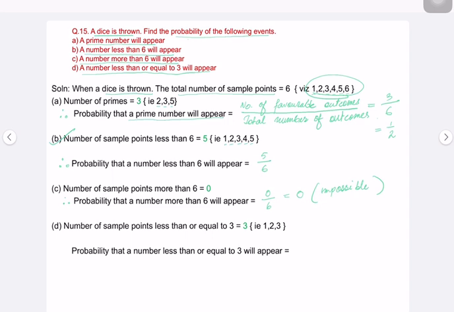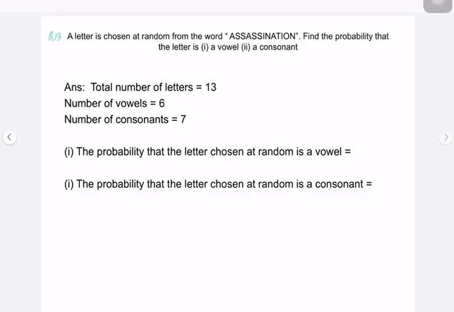Next, let's see D. A number less than or equal to 3 will appear. So how many numbers are there less than or equal to 3? Please remember this point. Less than or equal to means it has to include 3 also. The numbers less than 3 as well as 3 itself you have to include. So how many are there? 1, 2, 3. So we have 3 numbers. Therefore, the probability that a number less than or equal to 3 will appear is 3 by 6. 3 by 6, when we simplify, is 1 by 2. So very simple. Okay, let's see the next question.